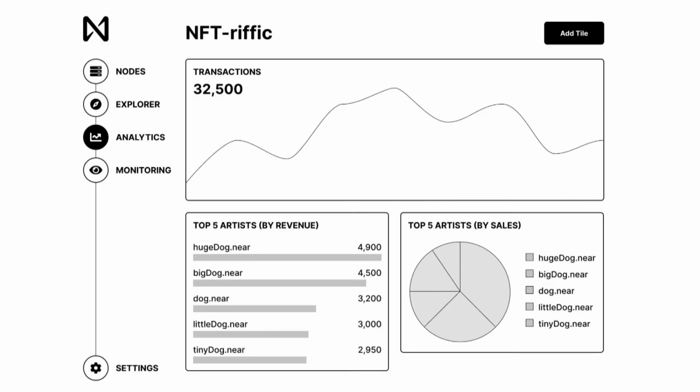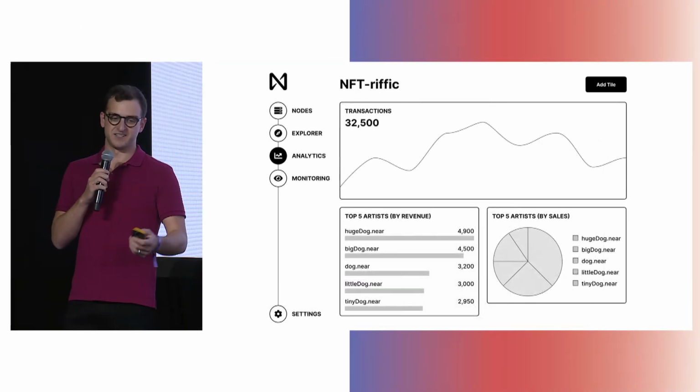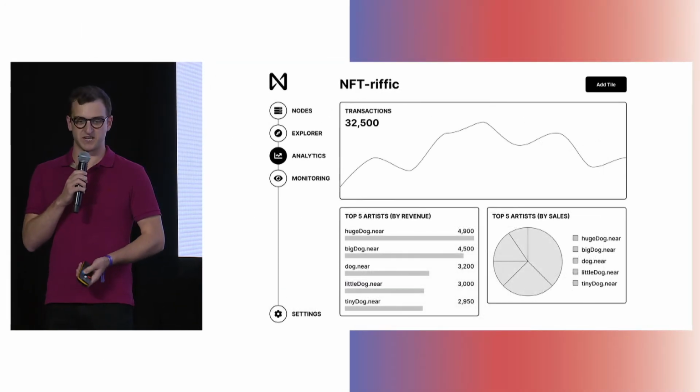And so here's a nice example of what that could look like. You've got your various tiles here. These are all charts and graphs that you've configured. We've got our top 5 artists by revenue in the lower left there in the bar graph that we specified. But we could also show a proportion of artist sales, and then at the top, just an example of some transactions right there.